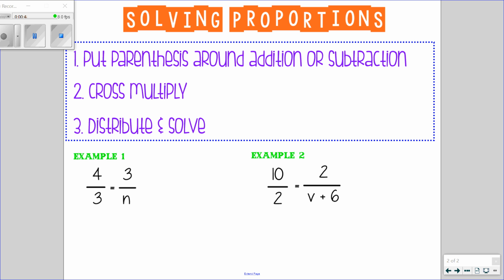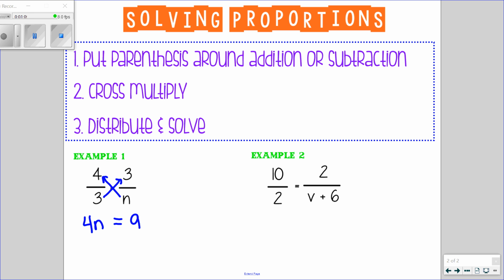Step 1 is done. Step 2, let's cross multiply. So we're going to cross multiply. We're going to multiply the bottom of this one times the top of that one. So n times 4 gives me 4n. Okay, now we're going to cross multiply the other way. 3 times 3 is going to give me 9. And then I put my equal sign between them.